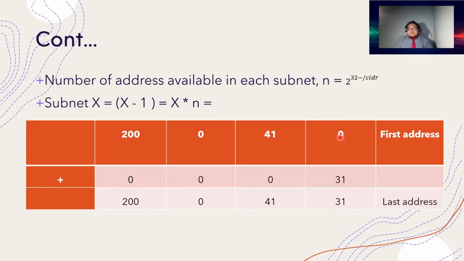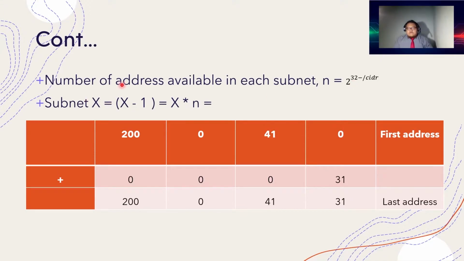The next method that we are going to apply is the number of addresses available in each subnet. This formula is used to know whether the number of addresses is enough for a certain department. The formula that we're using is 2 to the power of 32 minus the CIDR, which is the mask of the subnet.